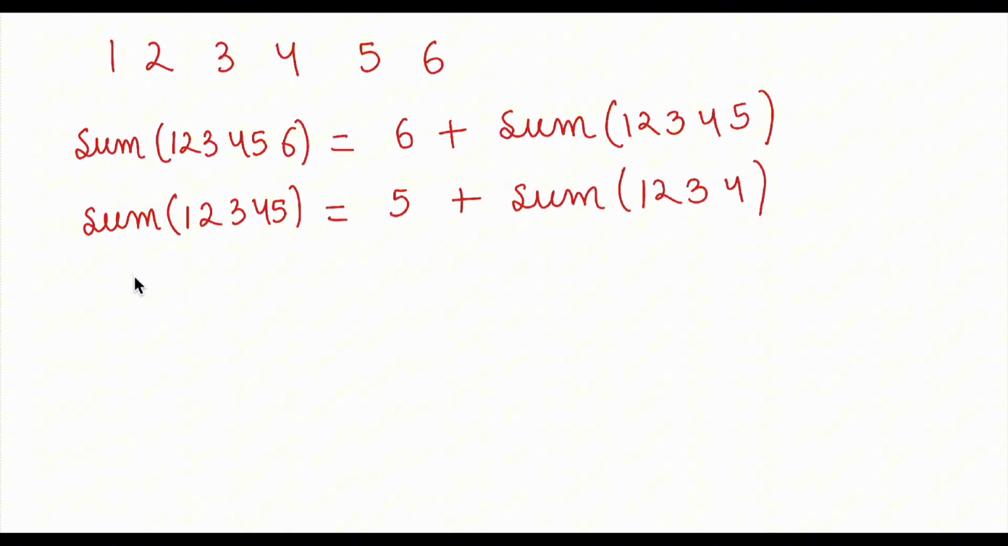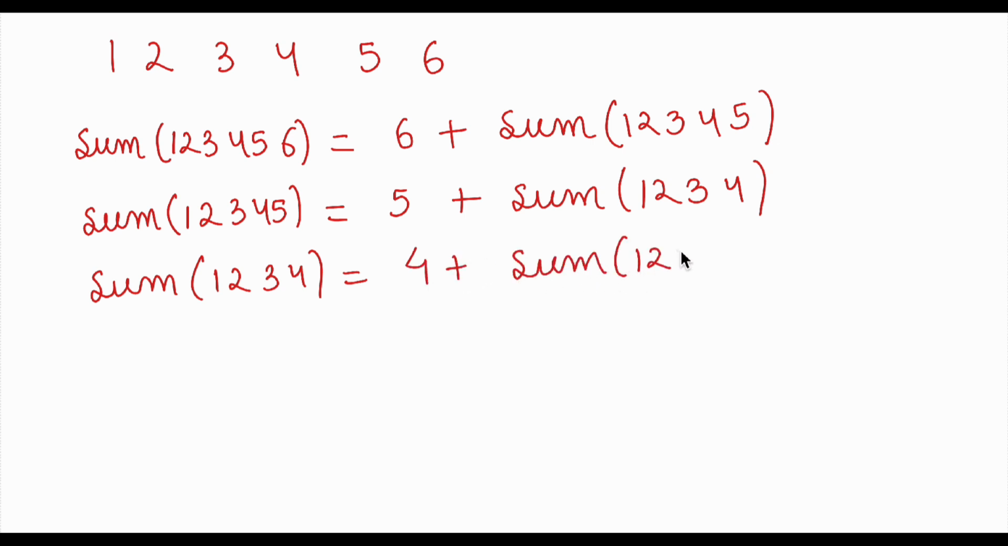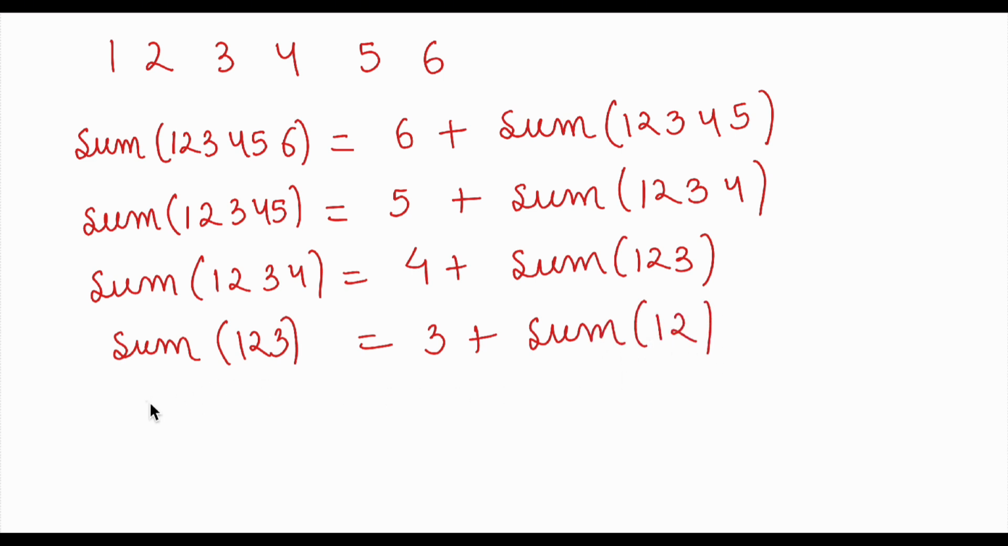Then you will say, now tell me the sum of 1, 2, 3, 4. It is equal to 4 plus the sum of digits of 1, 2, 3, correct? Now again it will repeat. What is the sum of 1, 2, 3? It is 3 plus the sum of 1, 2, correct? Now what is the sum of 1, 2? The sum of 1, 2 is equal to 2 plus the sum of digit 1.